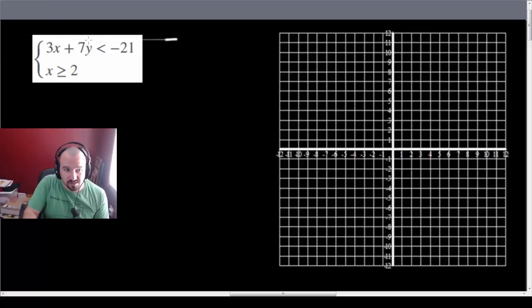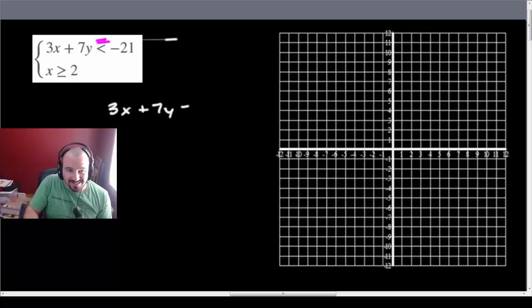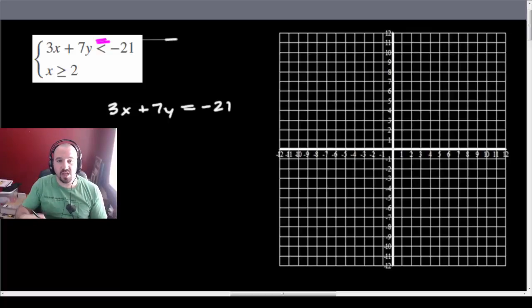Oops, let's get a color on there that actually works. Yep, equal to. So we are really going to graph the line 3x plus 7y is equal to negative 21. And when we do that, we can do it a couple different ways. We can solve for y if we really wanted to. But if you look, you're going to have to divide, and 3 divided by 7 is not an easy fraction. So, even though 3 and 7 easily divide 21, they don't divide one another very well.